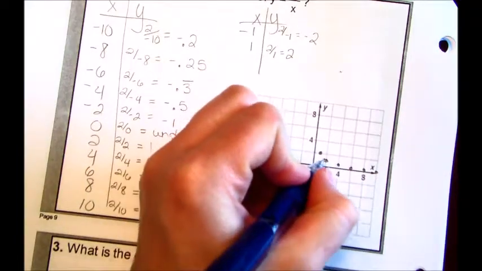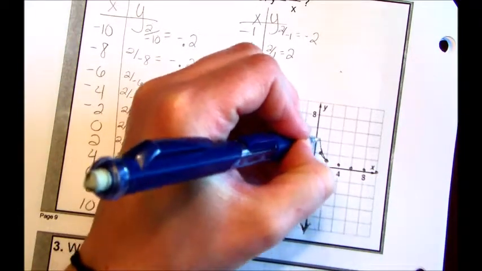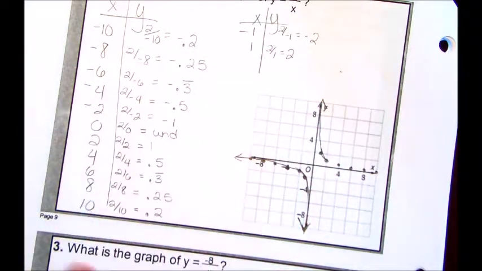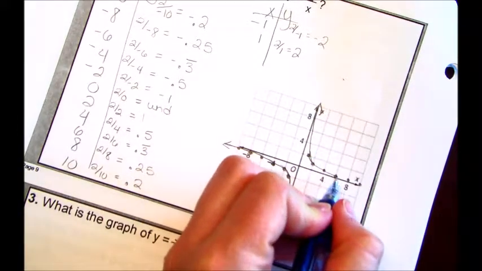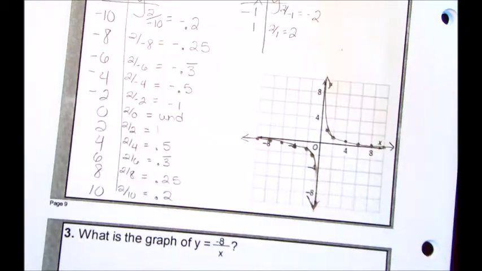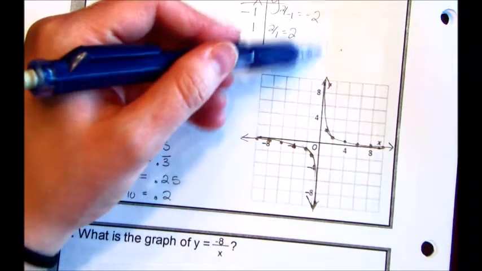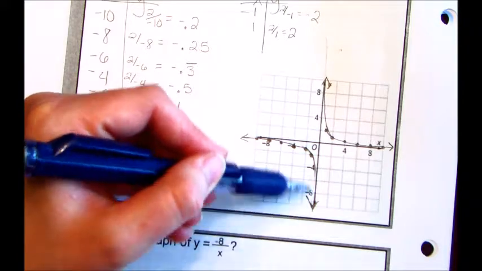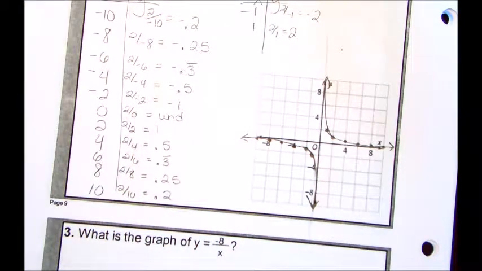It's going to approach the y-axis, but never touch the y-axis. So I want you to do that here and here too. This is what all inverse equations look like. You see this right here, this vertical line I'm drawing? It should never touch that vertical line.